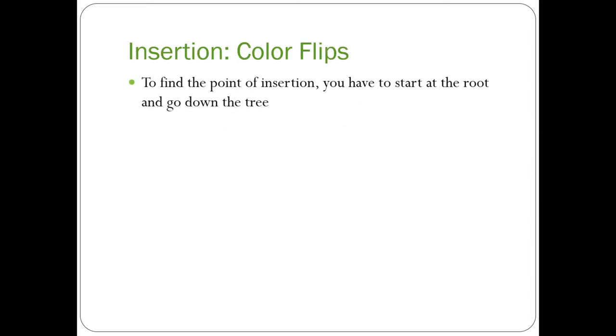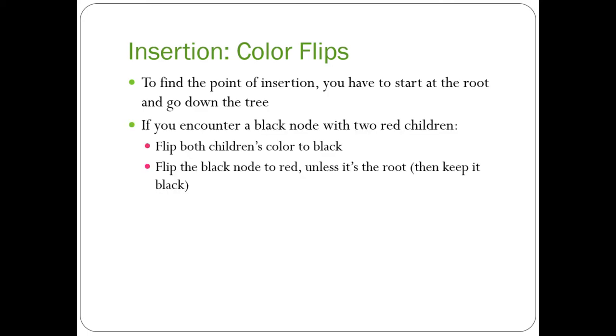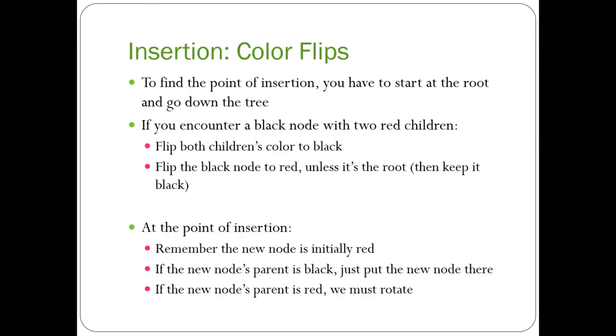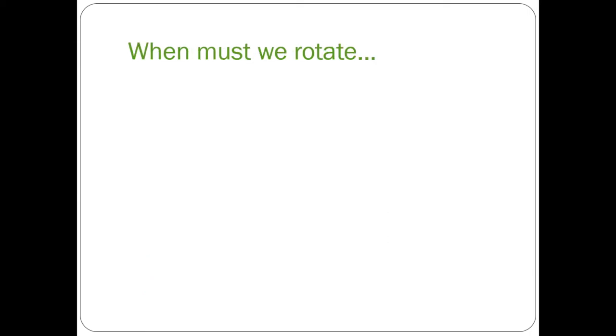So what is color flips? In insertion, to find the point of insertion, you have to start at the root and go down the tree. If you encounter a black node with two red children, flip both children's color to black. Flip the black node to red, and if it is the root, then keep it black. At the point of insertion, remember the new node is initially red. If the new node's parent is black, just put the new node there. If the new node's parent is red, we must rotate.